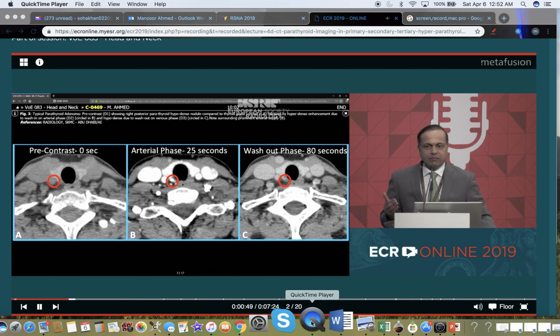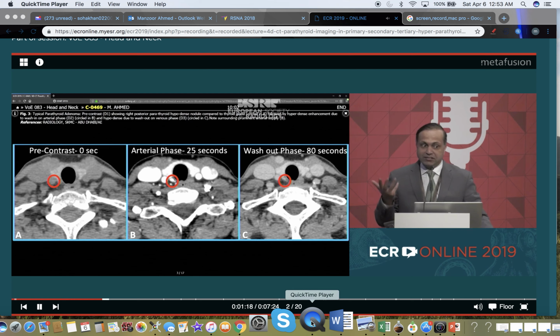You have primary hyperparathyroidism, you have secondary, and you have tertiary hyperparathyroidism. Secondary and tertiary are because of renal insufficiency, and the glands become autonomous. Whereas in the primary, you need preoperative precise localization, so the surgeon can make a small nick and then take the adenoma. So they want precise localization. 4D CT has overshadowed ultrasound and scintigraphy because of its high sensitivity.